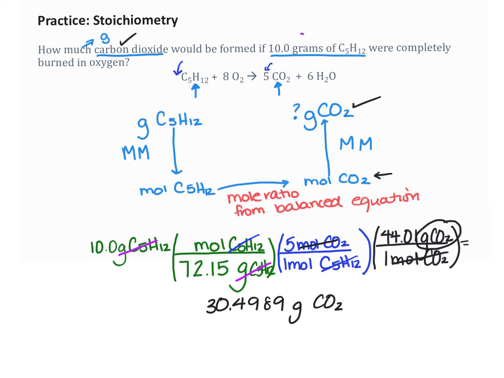But we know we always need to be watching for our significant figures. Go back to the numbers that you're given in the problem. We have 3 significant figures here. We need to have 3 significant figures here. We're going to look at this number to see if we need to round. We see that that number is 5 or greater, so we're going to round to 30.5 grams of CO2.